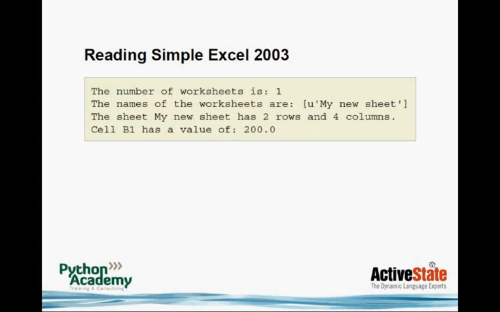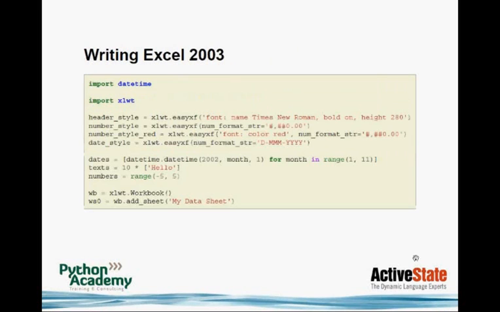So if you print this out, you'll see in the next slide how it's going to look. So we see the number of worksheets is 1, of course we had only 1. Then we see back the list of our names, the Unicode string we put in before, and we see that's 2 rows and 4 columns, and the value of B1 is 200.